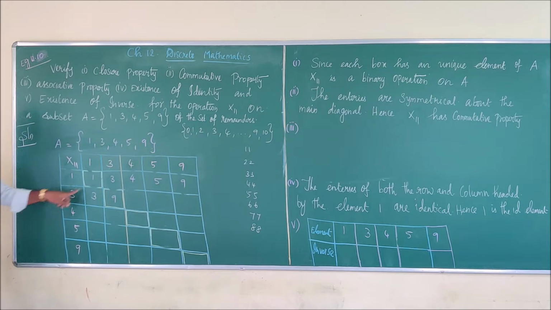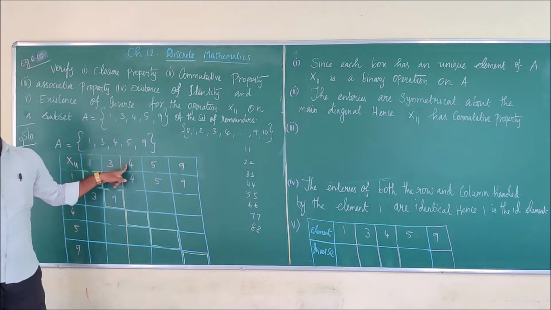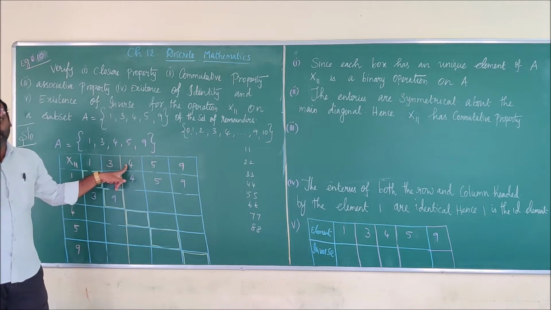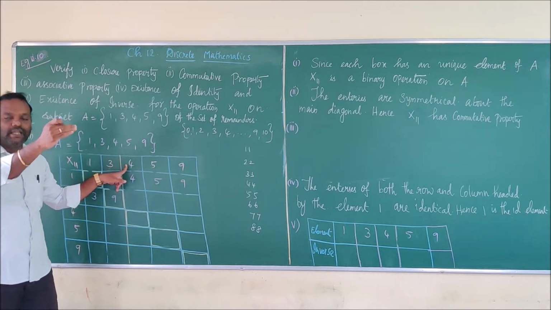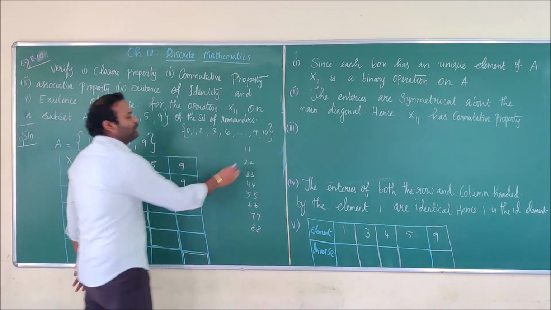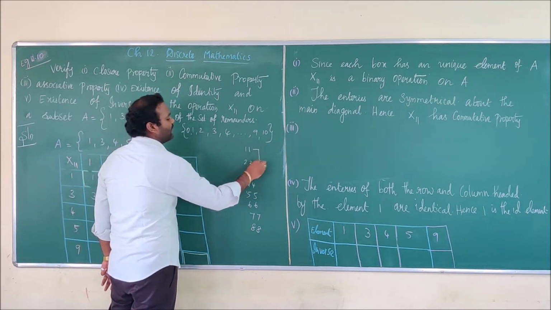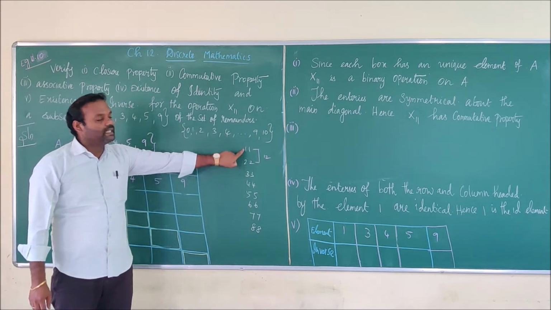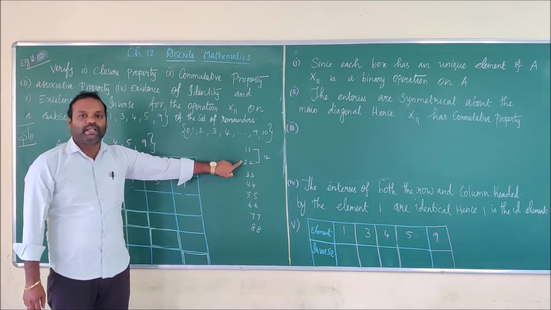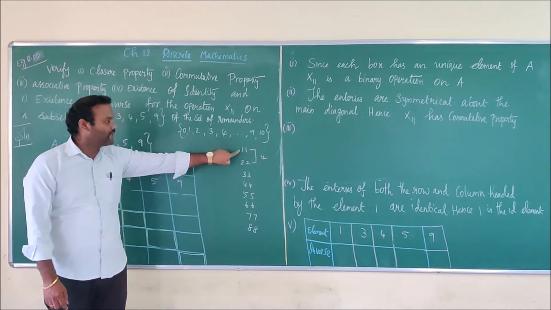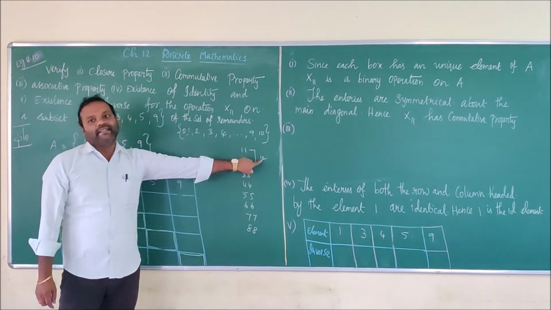Then 3 3s are 9 because it is less than 11. Next, 3 4s are 12. 12 is greater than 11. Greater than 11 means you have to divide 12 by 11 and write the remainder. Okay. For that, you just observe. We are getting the answer 12. So 12 is between 11 and 22. 11 and 22 means you just write the difference between the smallest number and the answer you are getting.